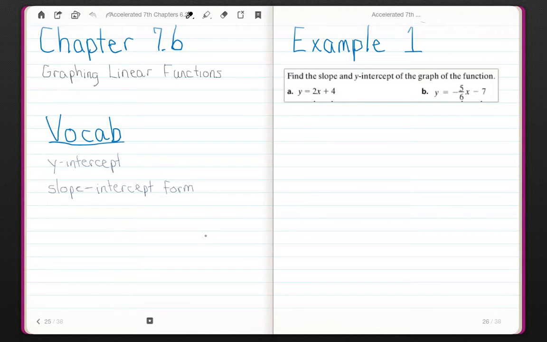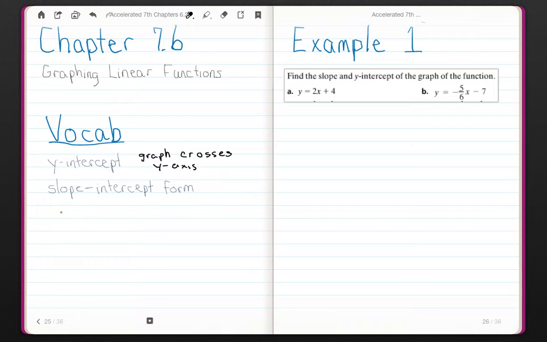Chapter 7.6, Graphing Linear Functions. So your vocabulary today are two words. Y-intercept, which is where your graph crosses the y-axis.